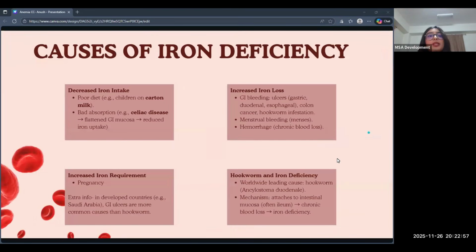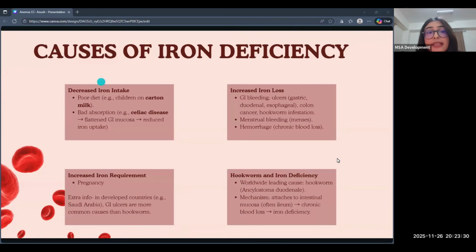Okay, now coming to causes of iron deficiency. So it could either be a problem with an intake or it could be a problem with absorption. So intake, we could have poor diet, children on carton milk. It's very important to remember carton milk, okay, because these are not supplemented with iron. However, if a child is fed on breast milk, he will not be developing a deficiency. It could also be an absorption problem, like I said, so that would be in the case of celiac disease. It could have flattened GI mucosa, and that would reduce the uptake.